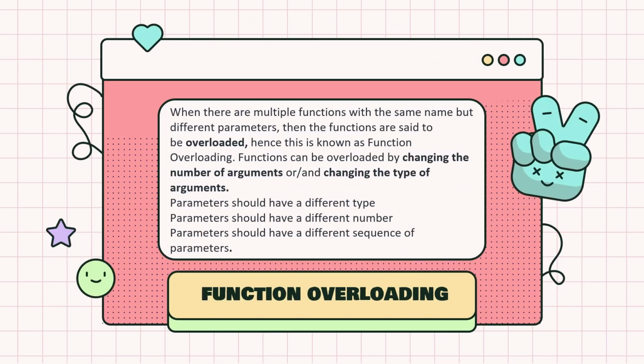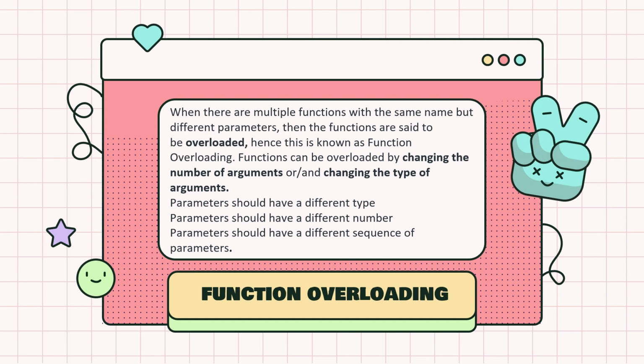So what is function overloading? Function overloading means when there are multiple functions with the same name but their operations are different and they have different parameters. These types of functions are said to be overloaded. Hence, this is known as function overloading. There are a few conditions of function overloading.